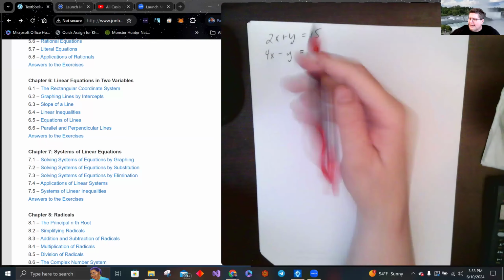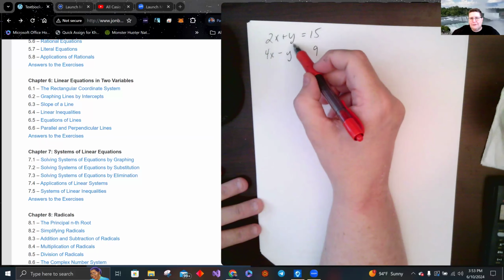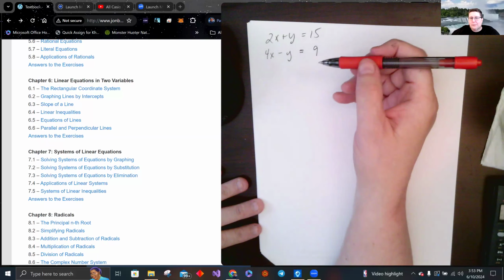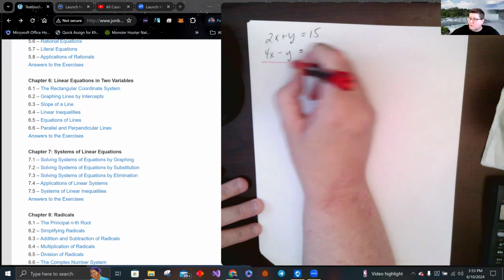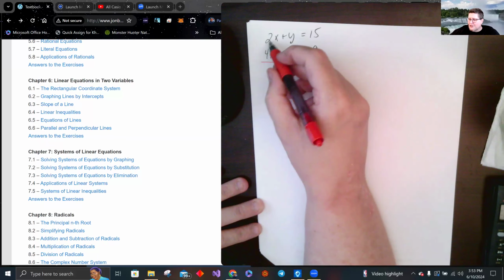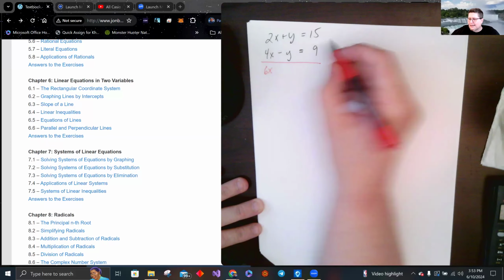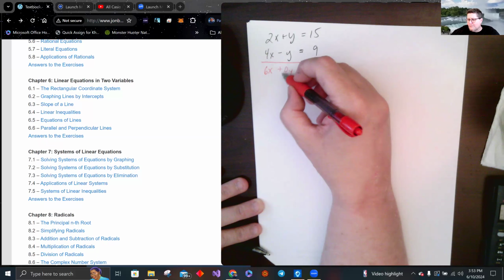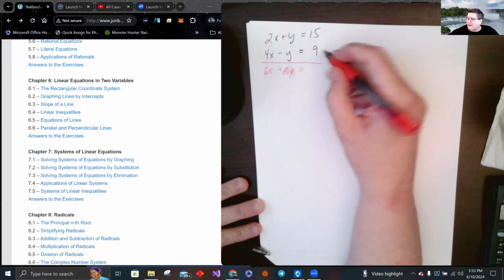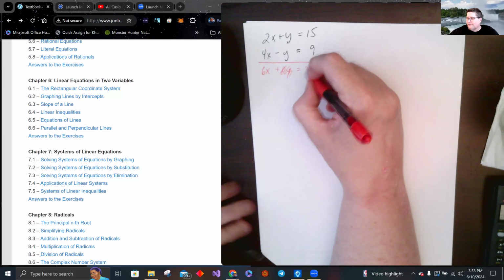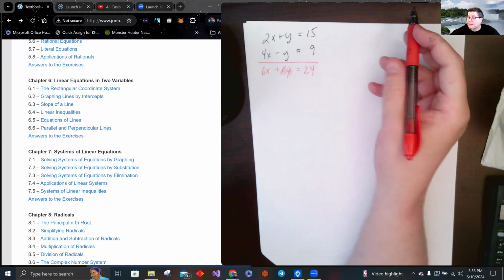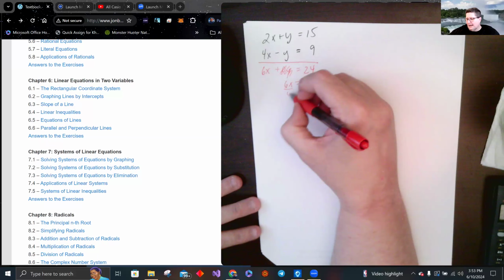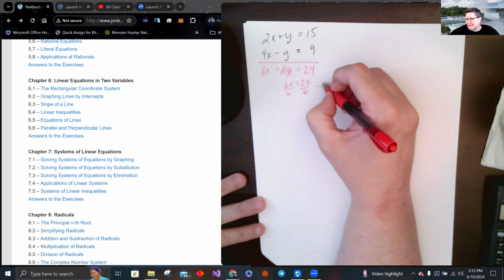Y already has equal but opposite coefficients, so I don't need to make that happen in this problem. The way this works is we add them together and I get 2x plus 4x equals 6x. Y minus y is 0y and we don't need it anymore. 15 plus 9 is 24. So 6x equals 24. I divide by 6 and I get x equals 6.